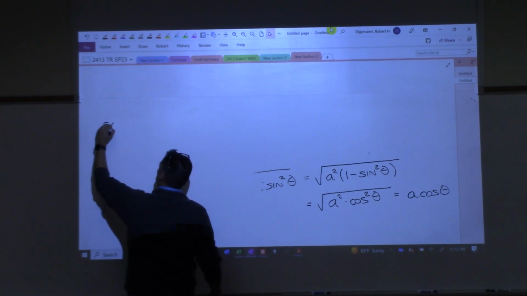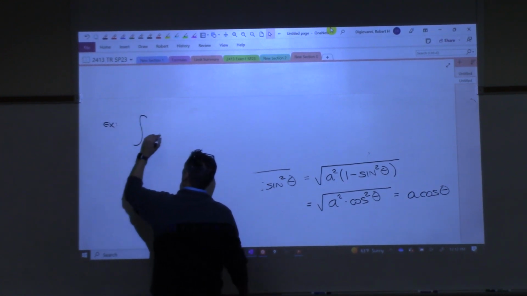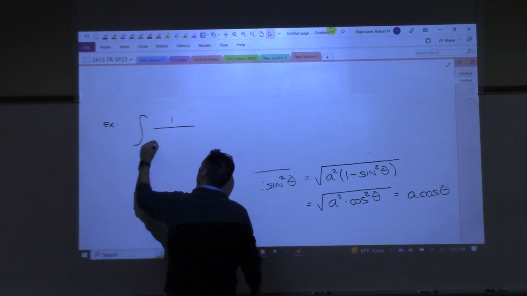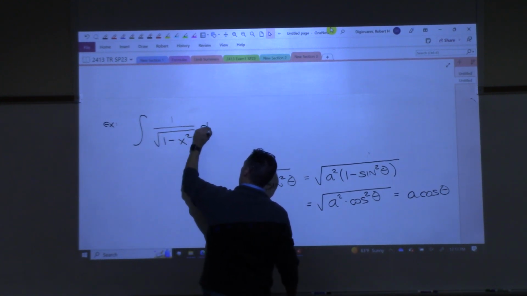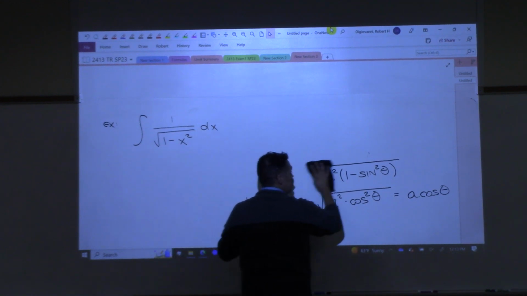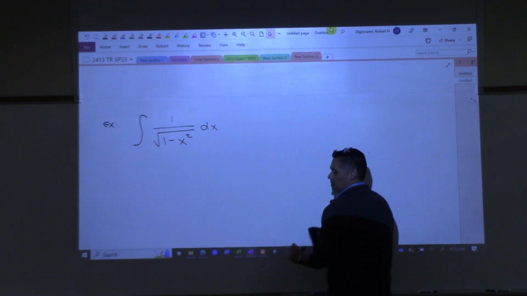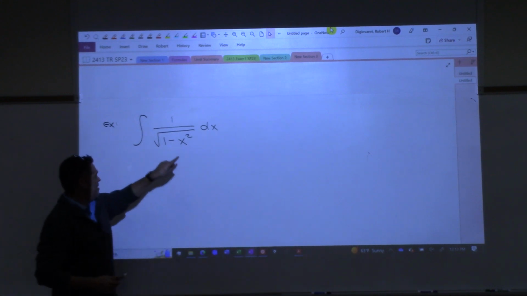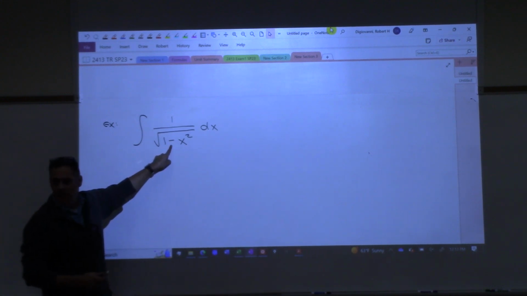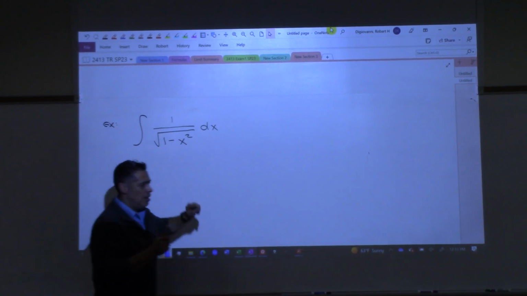Your first example: the integral of 1 over the square root of 1 minus x squared dx. We want to know the antiderivative of that, right? Andy just brought up the fact that you recognize that that's the derivative of inverse sine. We should know that.